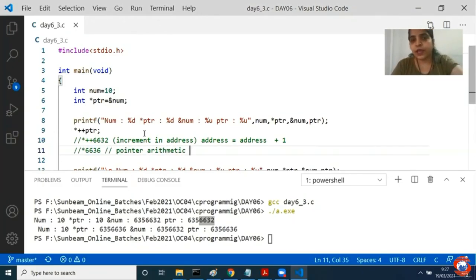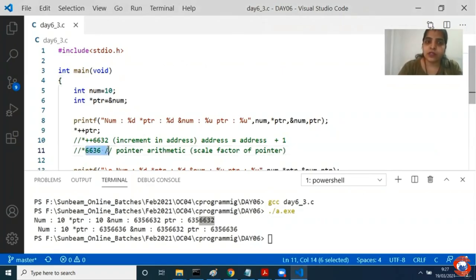The reason behind that is this is called pointer arithmetic. Pointer arithmetic is different than normal arithmetic. It observes the scale factor of a pointer. Now what is my scale factor? The scale factor of the pointer is integer. So 6632 will go to its next memory location and give 6636. Did you understand?